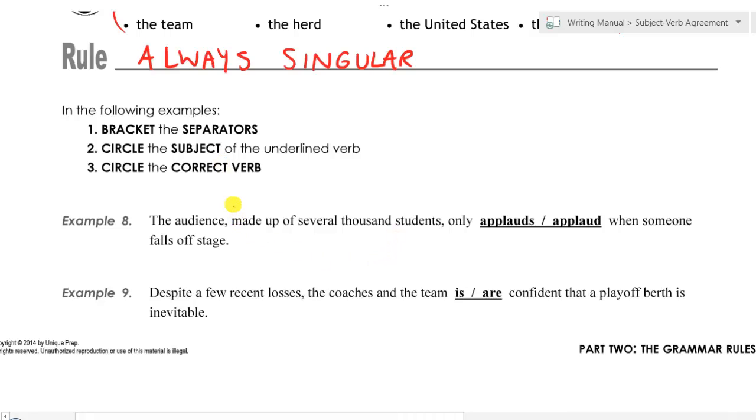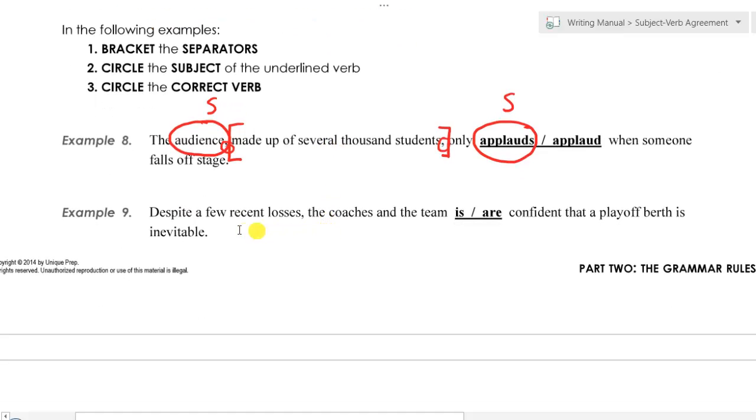In example 8, we have the audience. Then we have a separator, phrase between commas. The audience only, audience is a collective noun. That is our subject. We said collective nouns are singular. So we need the verb that goes along with the singular subject, which in this case is applauds. The audience only applauds when someone falls off stage. That is a really evil audience.